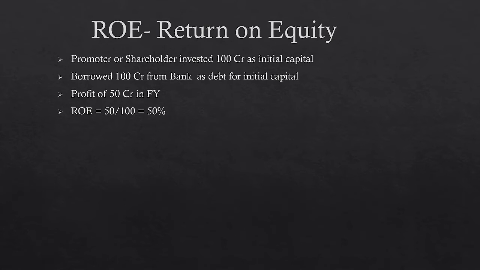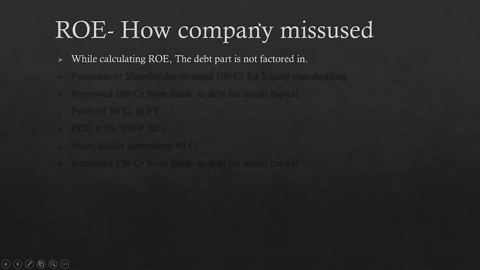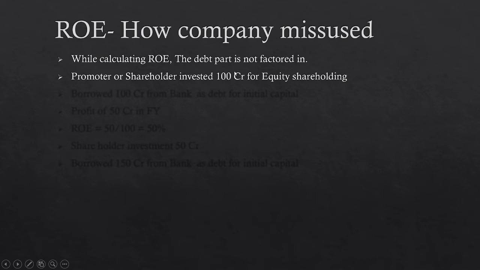Let's see the flip side of it. In this we'll see how a company uses the ROE to misguide the people, the retail investors. So as we already know, while calculating ROE, the debt part is not factored in. We don't consider debt in it. So in the previous example, as we saw, the promoter invested 100 crores, and they borrowed 100 crores from the bank.